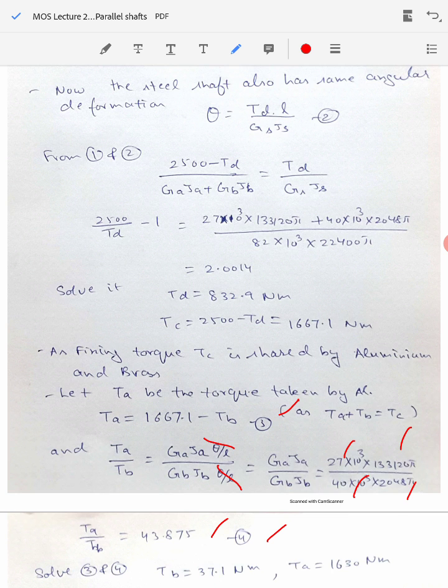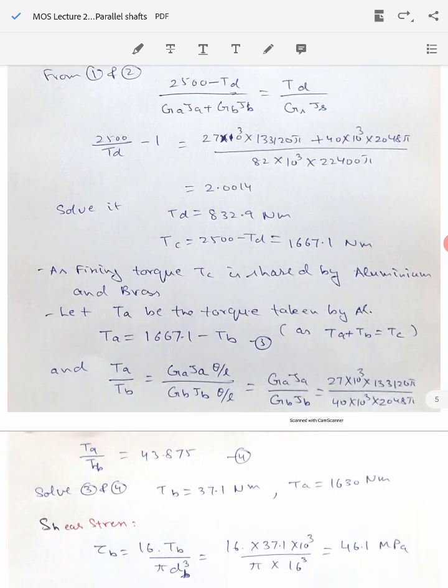Another equation in TA and TB is equation 4. Two equations, two unknowns. You can compute the values of TA and TB as 1630 and 3371.9 Newton meter. So now we know the amount of torque shared by the aluminum shaft, the brass shaft and the steel shaft, which is TD.